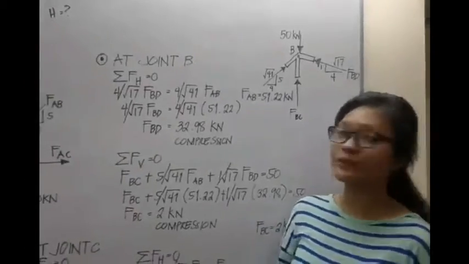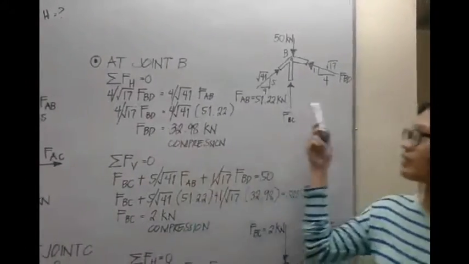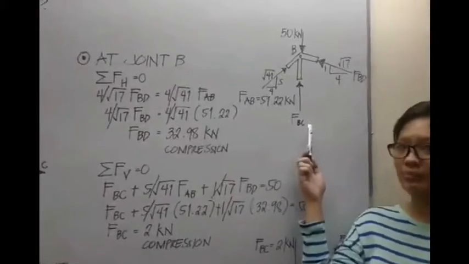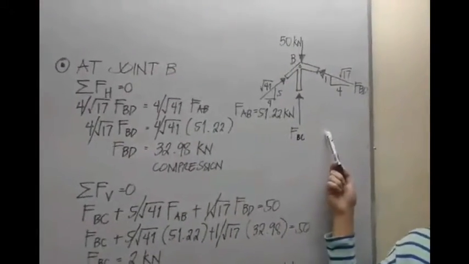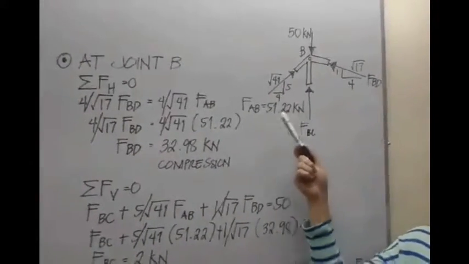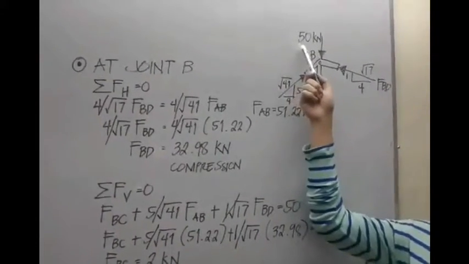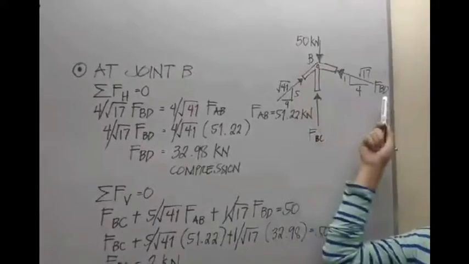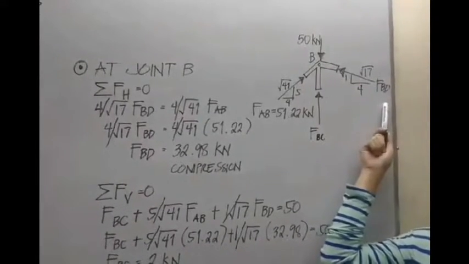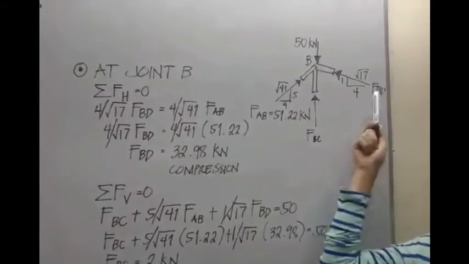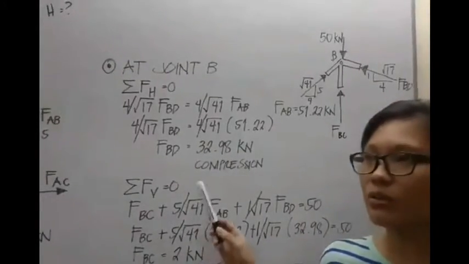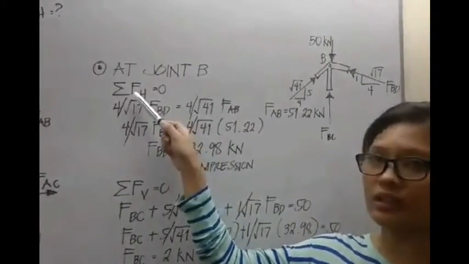Now let us proceed to joint B. Here is the free body diagram of joint B. As we can see, there are 4 forces acting on it, namely FBC, FAB, 50 kilonewtons, and FBD. Let us now solve for FBD. We can get FBD through the summation of horizontal forces.